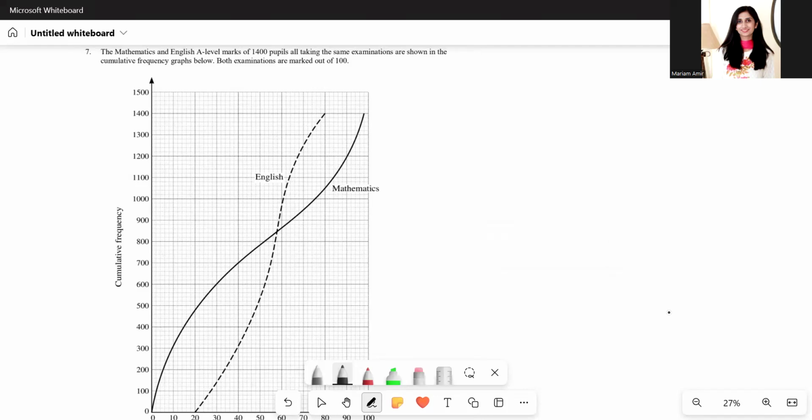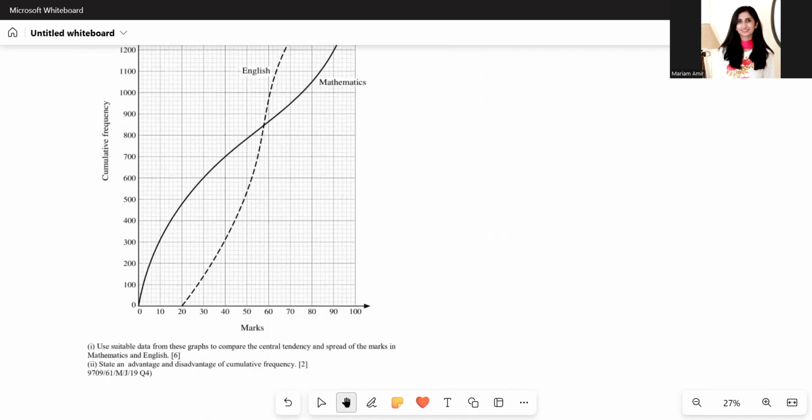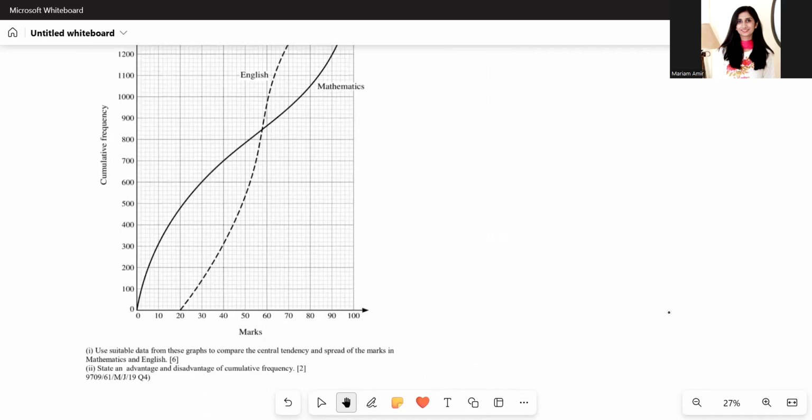Mathematics and English A-level marks for 1400 pupils, all taking the same examination, are shown in the cumulative frequency graph below. Both examinations are marked out of 100. Okay, so we can see two cumulative frequency diagrams for both English and math. Use the suitable data for these graphs to compare the central tendency and the spread.